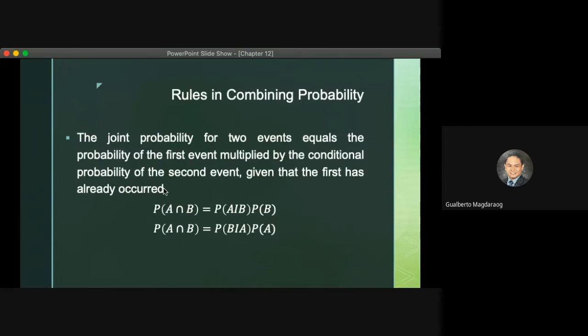So the joint probability for two events is equals to the probability of the first event multiplied by the conditional probability of the second event given that the first has already occurred. Okay, so multiply lang the probability of B multiply by the probability of A provided B has occurred equals their joint probability, probability of A and B. Okay, pwede siya magbaliktad. If you wanted to get the probability of A and B, pwede mong pagbaliktad rin ito. Yung probability of A multiplied by probability of B provided that A has occurred equals the joint probability of A and B.